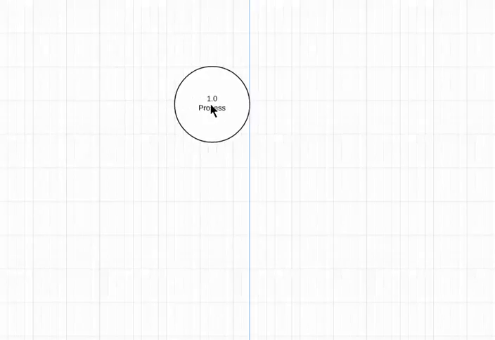So now we're going to put together a quick data flow diagram. Here's the top level, process 1.0, and this would be purchase.